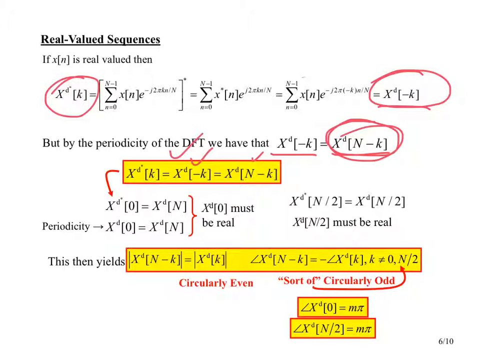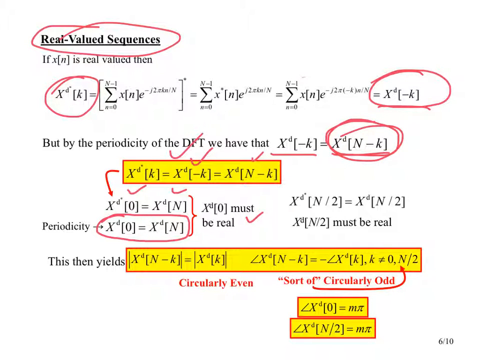So from this equation, we can see a few things. If we plug in k equal to 0, we can see that the conjugate at 0 must be equal to the non-conjugate at n. That, together with the fact that those two things must be equal due to the periodicity, tells us that the zeroth DFT coefficient must be real valued. And again, this is for real valued sequences.